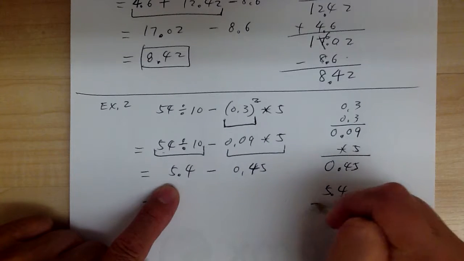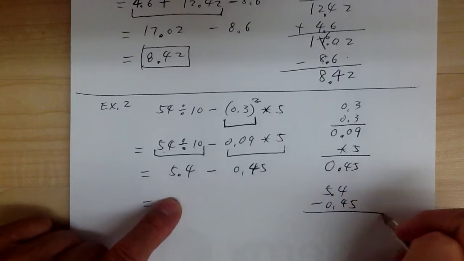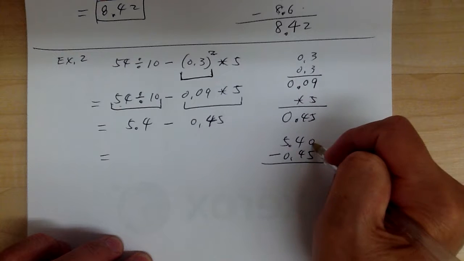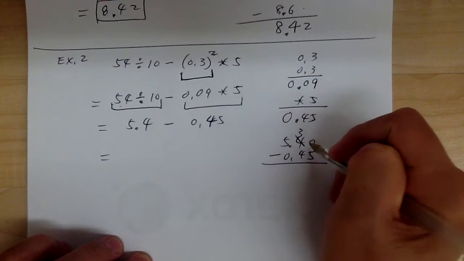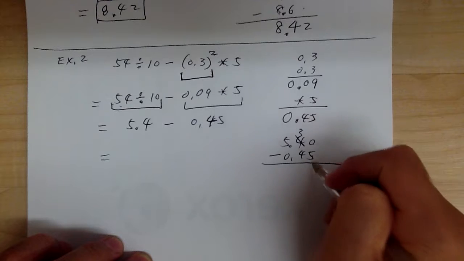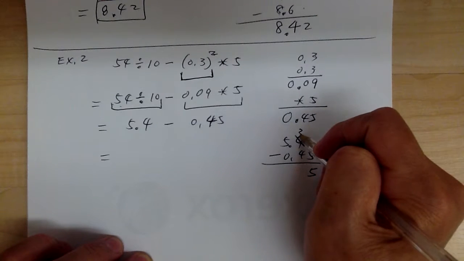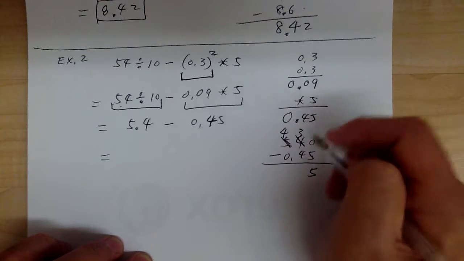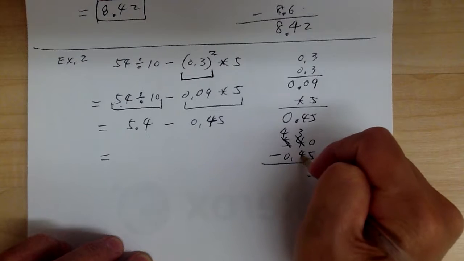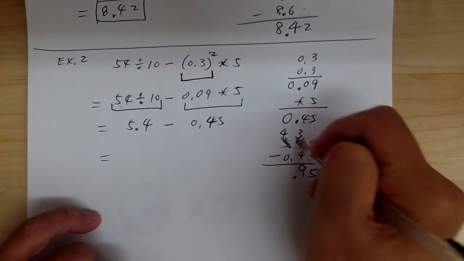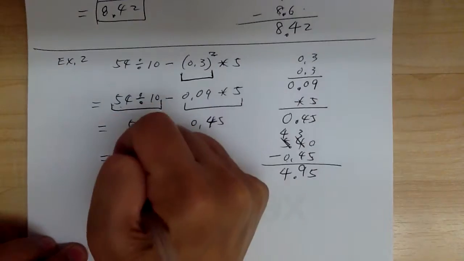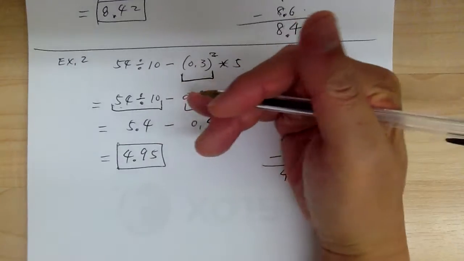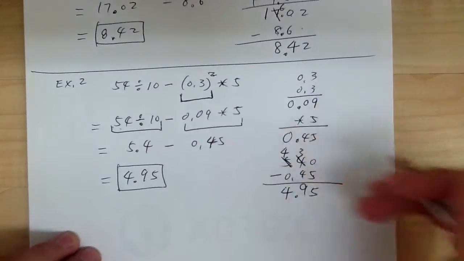So 5.4 minus 0.45. Now when I have nothing over here, I can add a 0, right? I don't have enough, so I borrow 1 from here. Borrow 1 becomes 10, so 10 minus 5 gives me 5. Now I have 3 minus 4, not enough, so I have to borrow 1 from here to make it a 4. The one I borrow is 10, so 10 minus 4 is 6, plus 3 gives me 9. And 4 minus 0 gives me 4. So the answer is 4.95. When you're doing this, just go down step by step, and you will be fine.